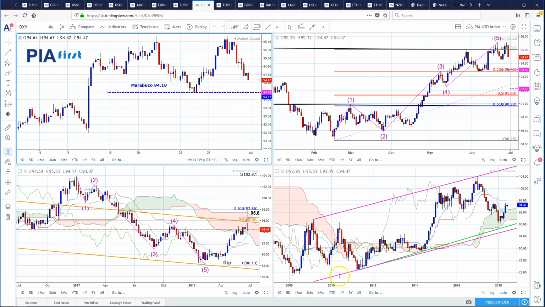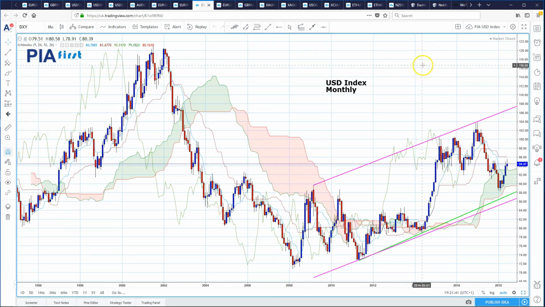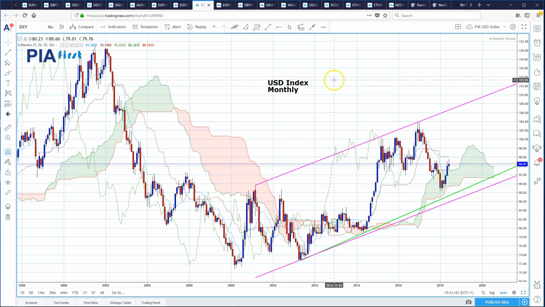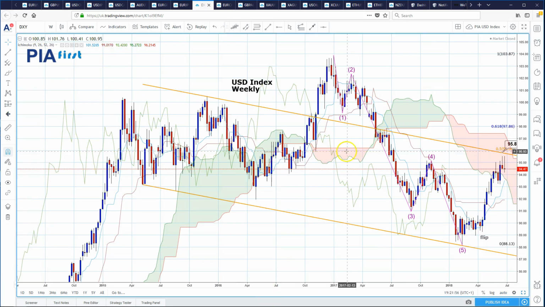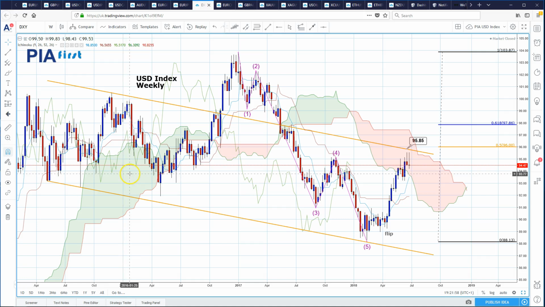Here we can see from the monthly chart that we're in a very large bullish channel formation. This area, around about the 95 figure, has been quite pivotal since 2015. If we go to the weekly chart, here we believe we're going to eventually form a bearish head and shoulders pattern. So this being the left shoulder, this being the head, this being the neckline, and then coming up to form the right shoulder now.